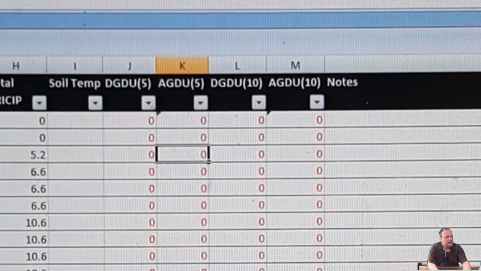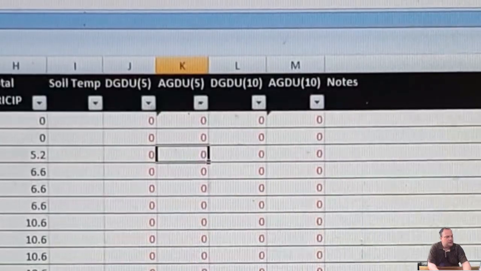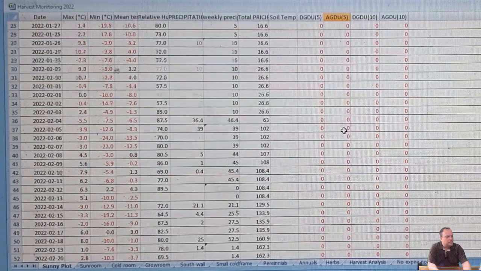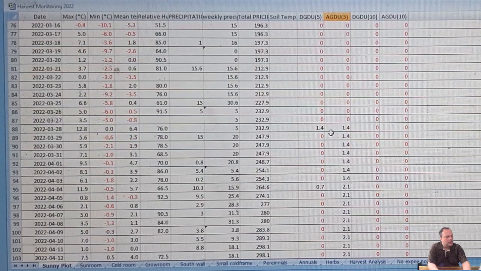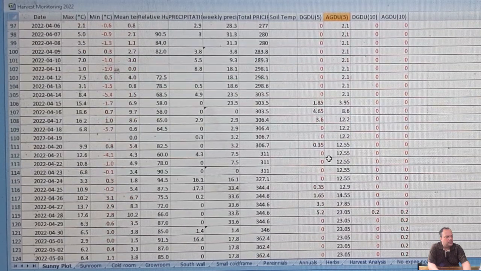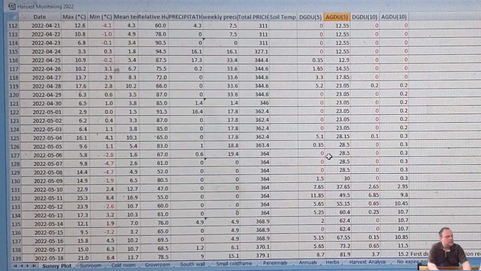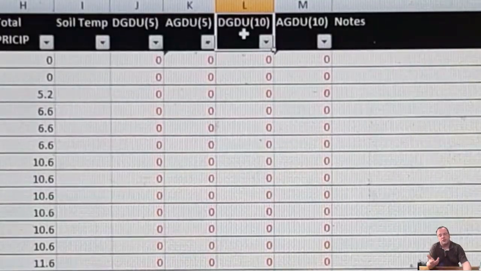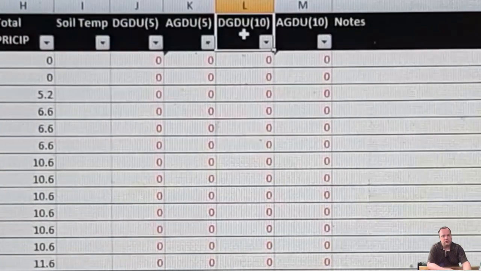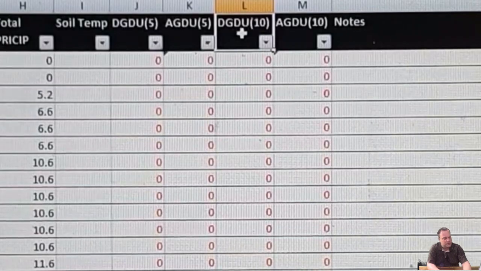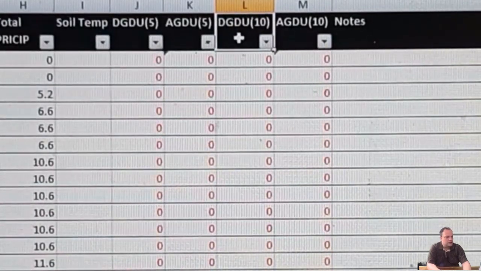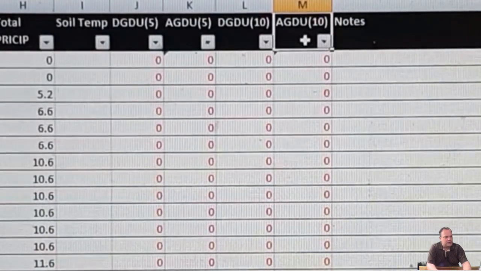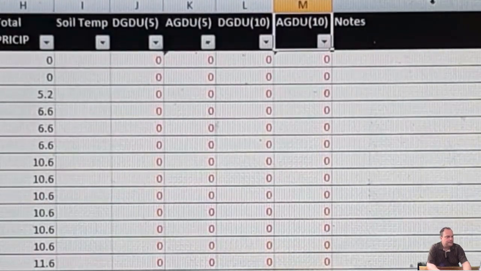And then over in AGDU, that's accumulated GDUs. So if I scroll down, once it starts to get warmer, now we're starting to add up. You see? There's also your base 10. So your base 5 is your cool season crops. Your base 10 is your warm season crops, like the grasses. So daily growing degree units and accumulated growing degree units.